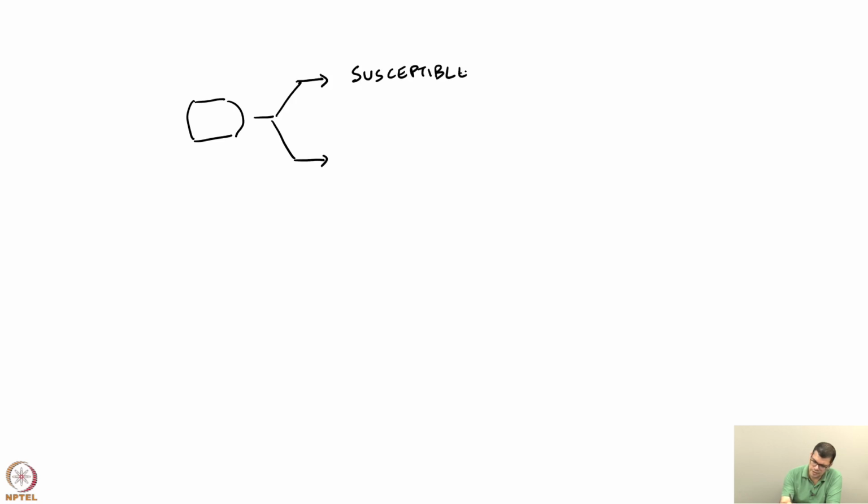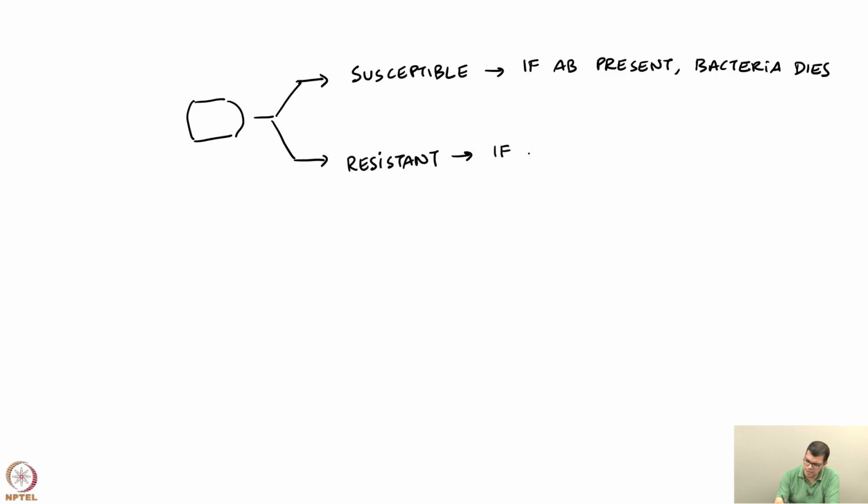Okay. So with this, we move forward, and so far we are saying that if I have a bacterial species, it is either susceptible to antibiotic, which means that if antibiotic is present, bacteria dies, or you could be resistant, in which case if antibiotic is present, bacteria survives. However, that is not a classification that we will use.